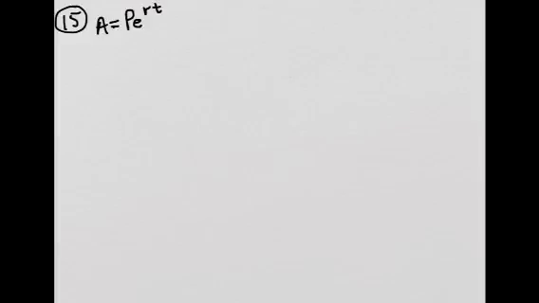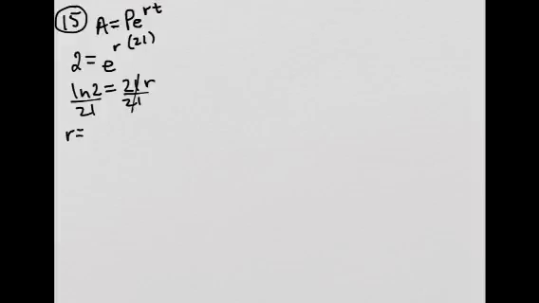So they tell you that it took 21 years to double. So doubling, 2 equals e to the rt, and so we don't know the r, but it took 21 years. So we're solving for r. So natural log of 2 equals the exponent, so we're going to divide by 21. So r is 0.033, and it goes on. So it's going to be 3.3%.